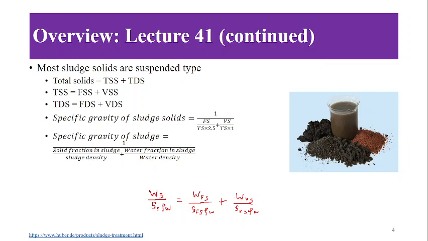Also, just to remind you, the specific gravity of any material, suppose A, will be the density of that material upon some reference density. And usually that reference density is taken to be of water. If we are talking about the specific gravity of gaseous materials, then the reference material is taken as air.